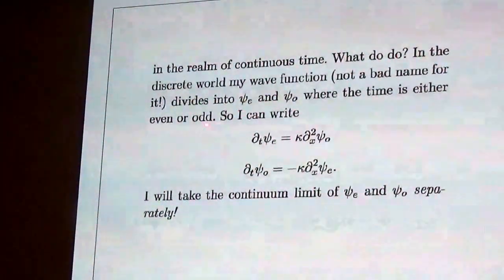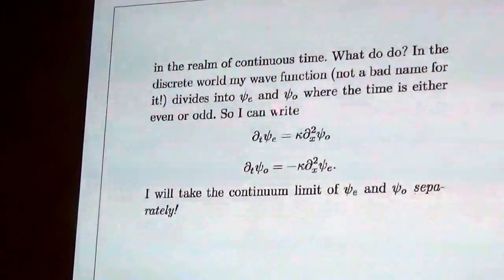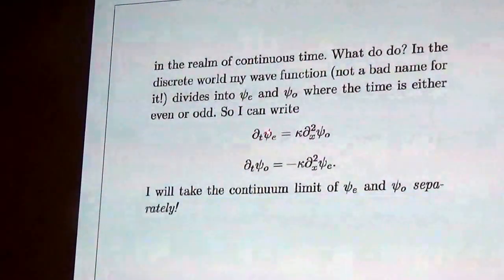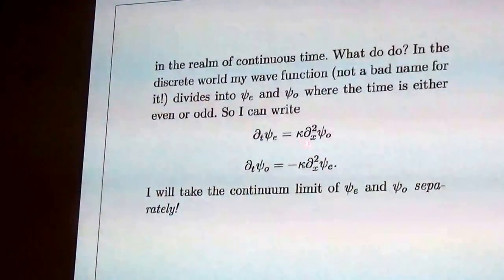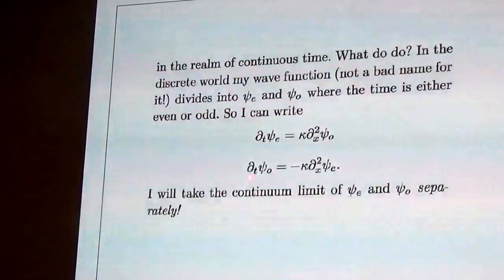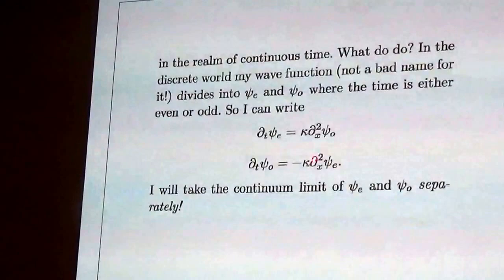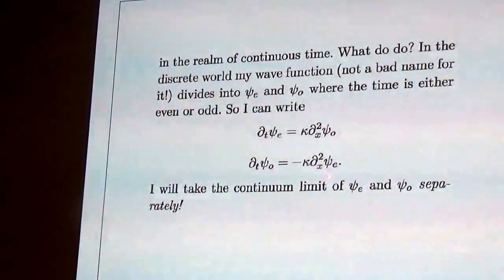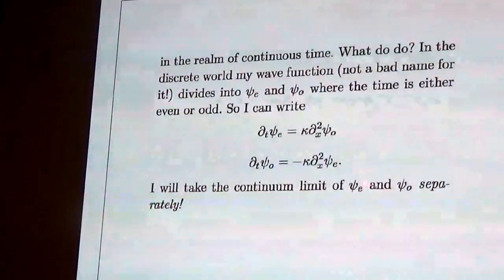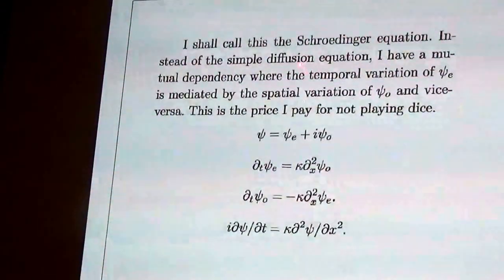What to do? In the discrete world, my wave function, not a bad name for it, divides into psi even and psi odd, where the time is either even or odd, so that I can write that the time derivative of psi even is kappa second difference on psi odd, and the time derivative of psi odd is minus kappa, because you switch the sign, second difference on psi even. And I'll take the continuum limit of psi even and psi odd separately. I'll call this the Schrödinger equation.